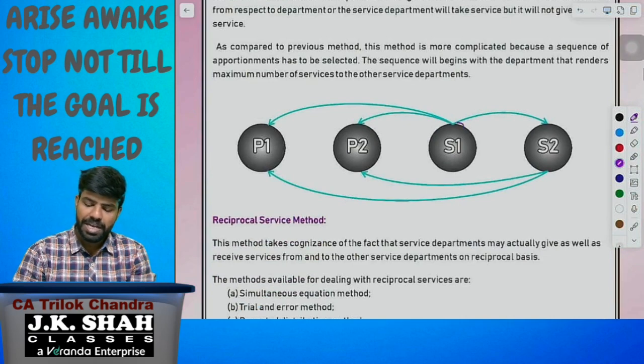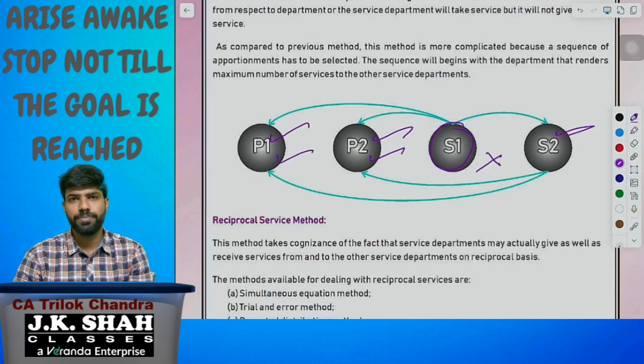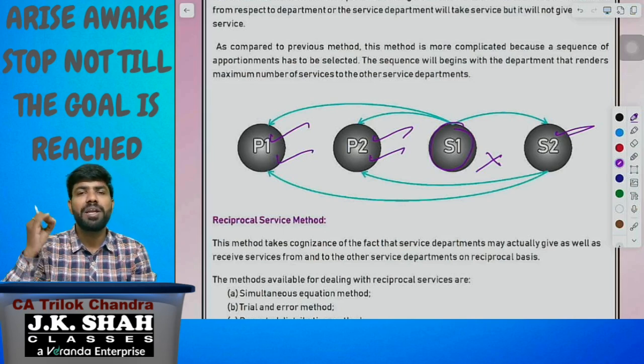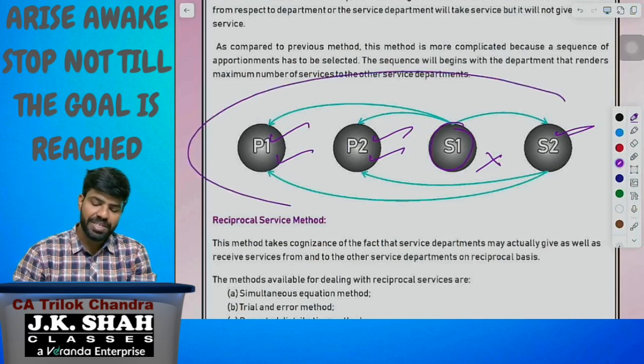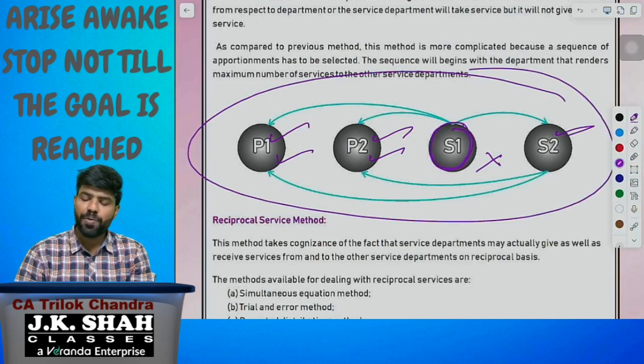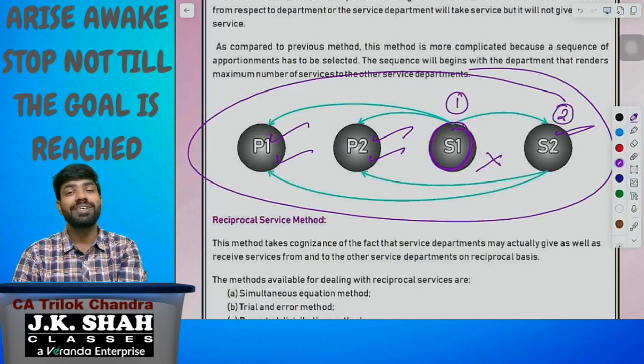Look at here: S1 is providing service to P1, P2, S2, but S2 is providing service to P1, P2, but not to S1. This is called the step ladder method. One of the very important points in the step ladder method is which service department is to be apportioned first. In this picture, S1 is providing service to S2, so first we will apportion S1 and second we will apportion S2. Sir, how to decide this?